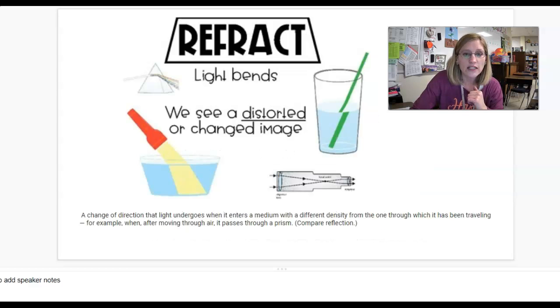Okay, the next part that we have is refraction. Okay, friends, refraction is hard, but when you think about light, light bends. When you think of refraction, you should be thinking about how light bends and how we see it, how it's small and then gets bigger when it changes.